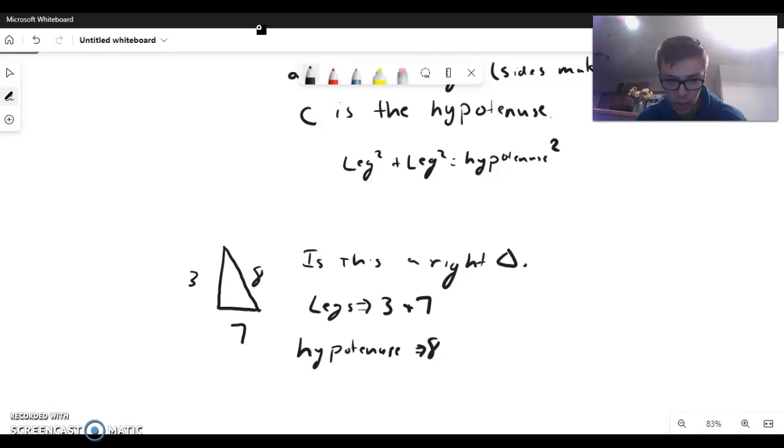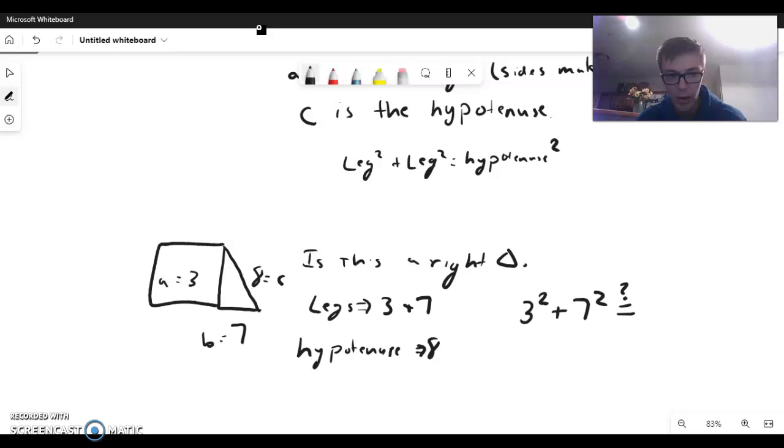Okay, or if you want, you can think A is 3, B is 7, and then that means C, the hypotenuse, has to be 8, okay? So I'm going to use the legs squared. Our legs are 3 and 7, so I'm going to say 3 squared plus 7 squared. And then the question is, if this is a right triangle, these are going to be equal to each other, because these are the areas.